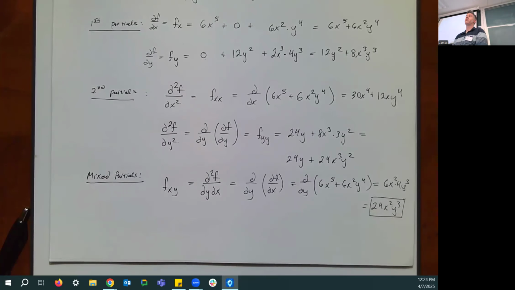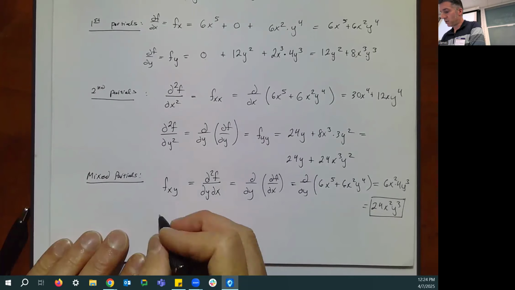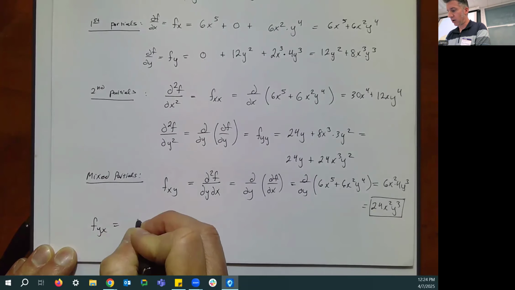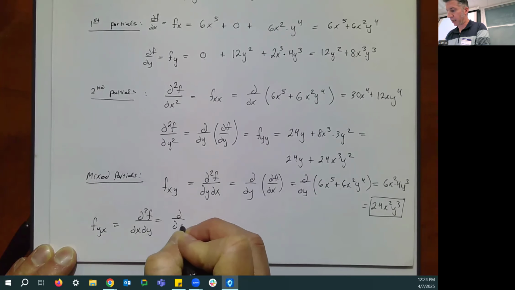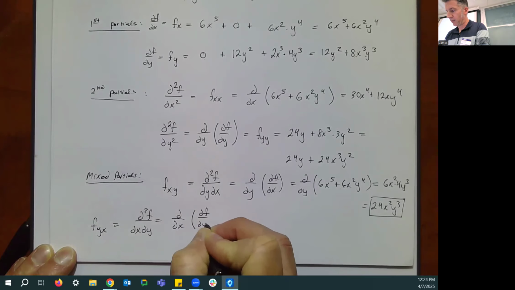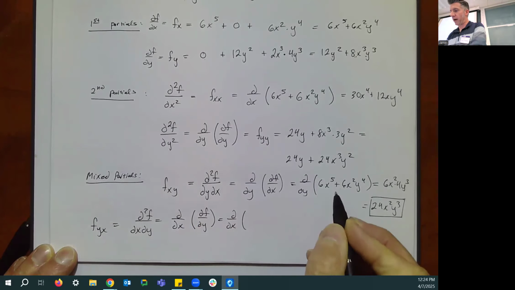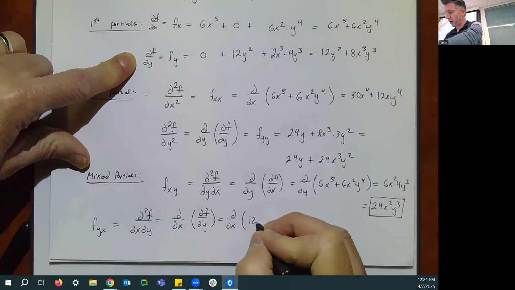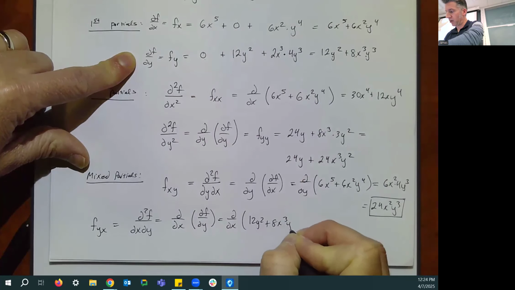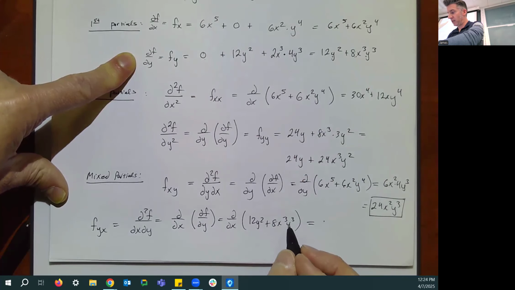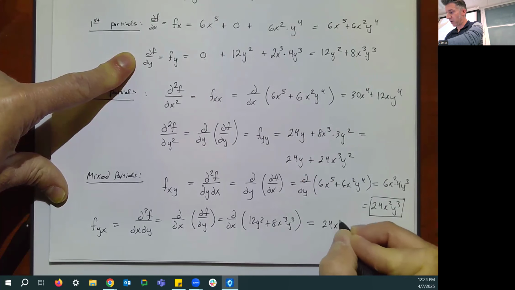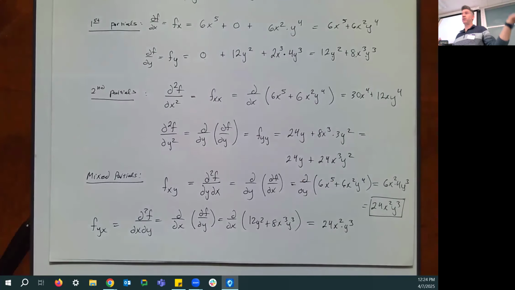Here's the good news. If you do it in the other order, it should come out the same. So our fyx, which is our del squared f del x del y, or del x of del f del y, which is del x of our del f del y, which was 12y squared plus 8x cubed y cubed. If we differentiate this with respect to x, the derivative of the 12y squared part is going to be 0. The derivative of the 8x cubed times y cubed is going to be 24x squared, and the y cubed hangs out. And look, that's exactly the same.